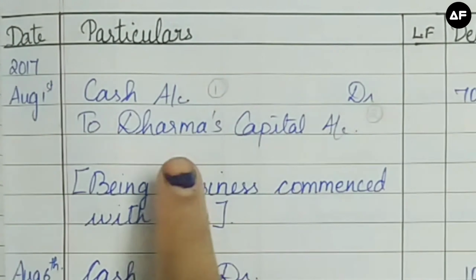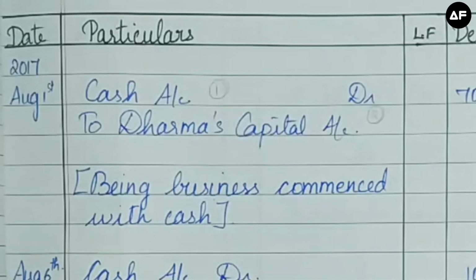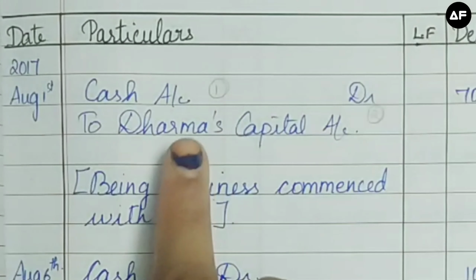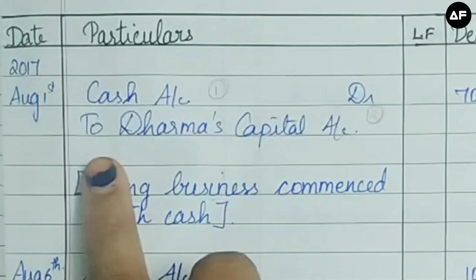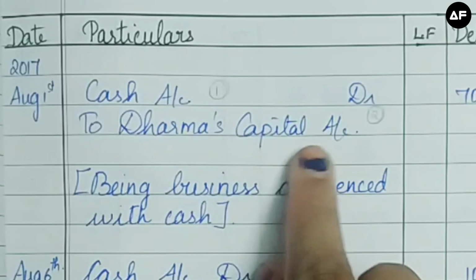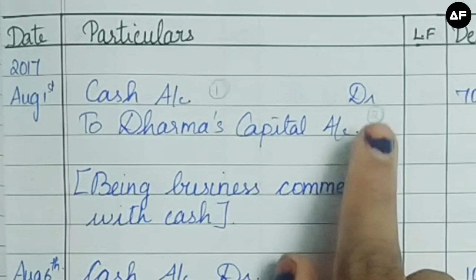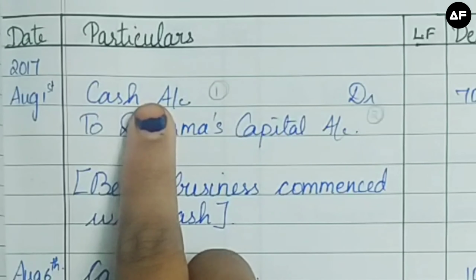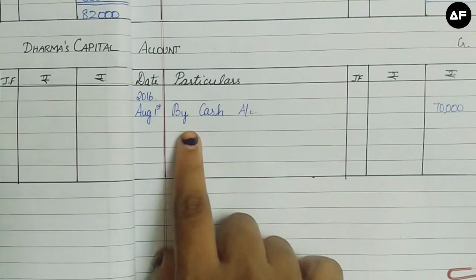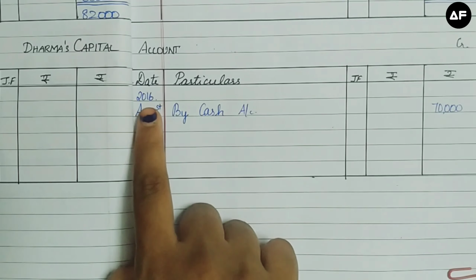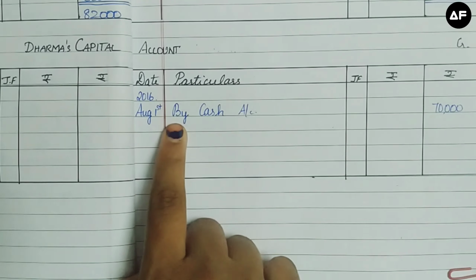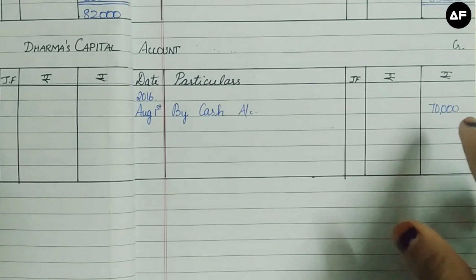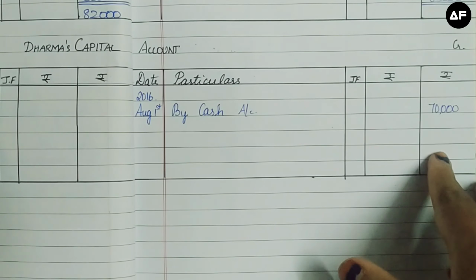In the journal entry, we have only the first account which has Dharma's capital. The other journal entries do not have the term Dharma's capital at all. So concentrate on the first journal entry which has the term Dharma's capital account, which is being credited. Therefore, you must go to the credit side of the Dharma's capital account and write the opposite account's name, that is by cash account. So on the credit side of Dharma's capital account, I have recorded August 1st, 2016 by cash account 70,000. So since this is the only transaction, we have only this recording which has to be done.